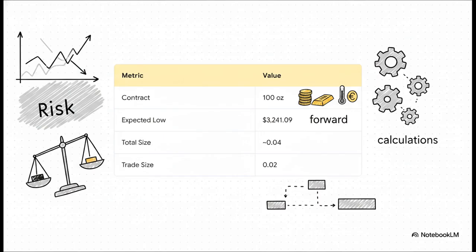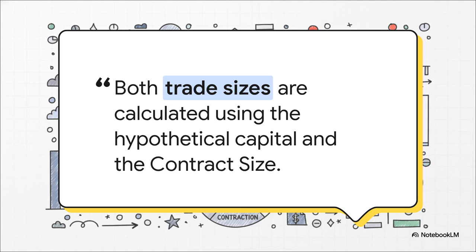When we apply that 25.12% risk domain, it gives us an expected low price of $3,241.09. Factoring in the 100-ounce contract size outputs a total position size of approximately 0.04. So when you split that across entries M and P, each trade size is precisely 0.02. Now this brings us to a required structural rule, and I'm going to read this verbatim from the system documentation so it's perfectly clear. Both trade sizes are calculated using the hypothetical capital, the investor's maximum allowed drawdown, the third triangle domain percentage, the risk coefficient, and the contract size.